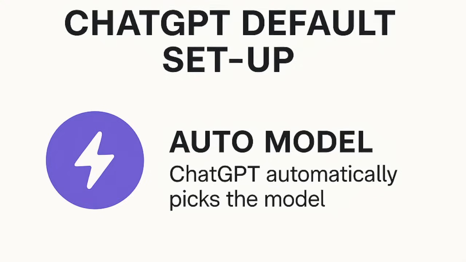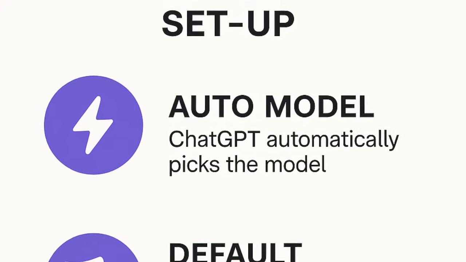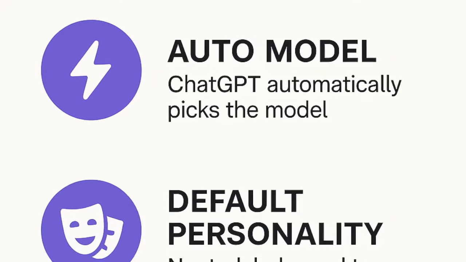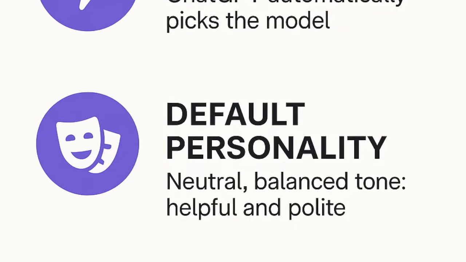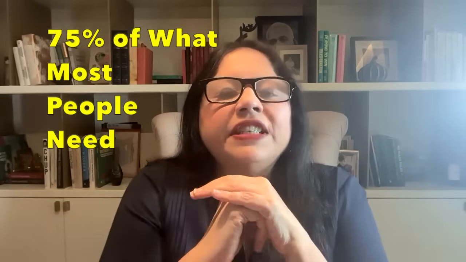Now let's move on to the default setup. This is if you don't change anything. You're on what we call the auto model, and you get what is ChatGPT's default personality, which is cheerful and helpful. It covers about 75% of what most people need.